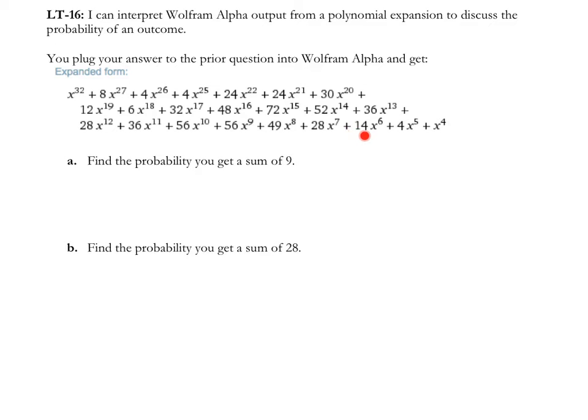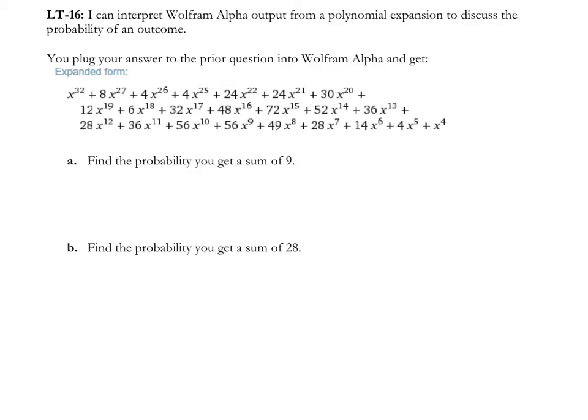Or there are 14 different ways of getting a sum of 6 from having spun that spinner 4 times and adding the results. There are 30 different ways of getting a sum of 20. There are 4 different ways of getting a sum of 25, and so on. So this can help us to answer questions about the probabilities that you get different sums. So in part A, it asks you to find the probability that you get a sum of 9.